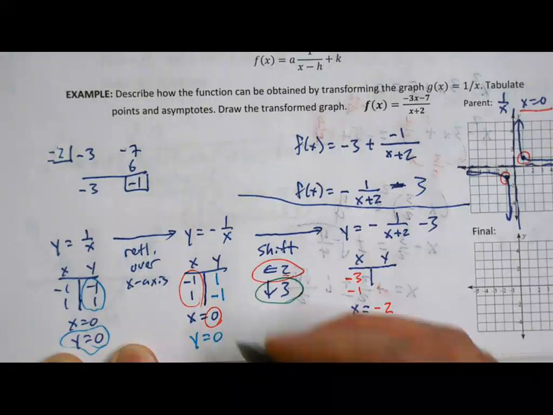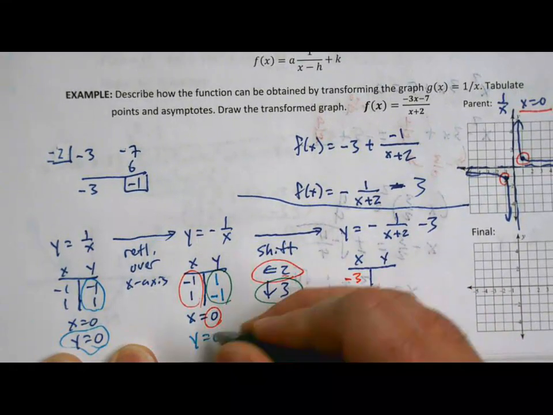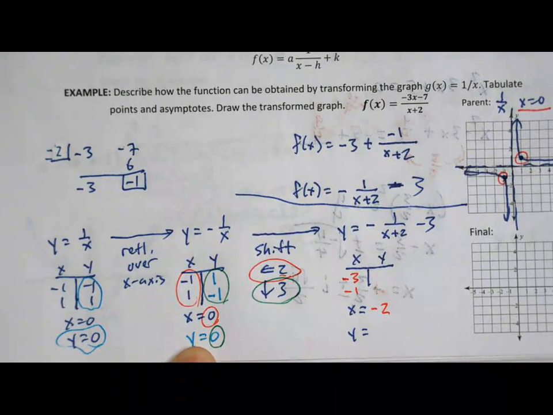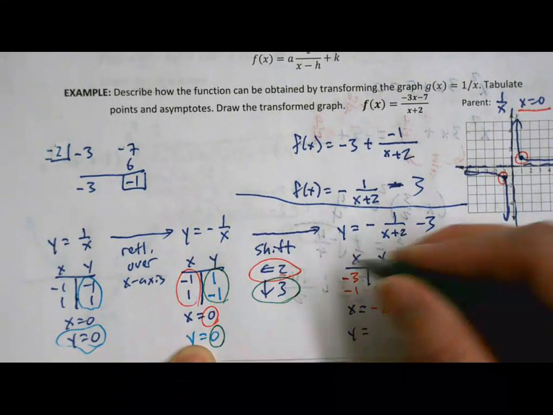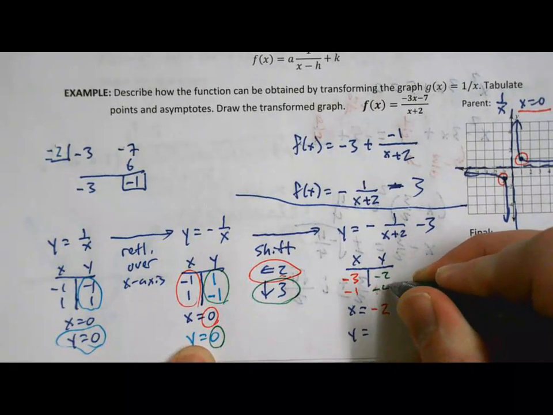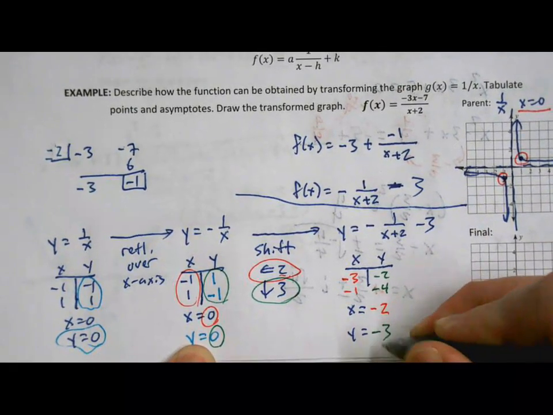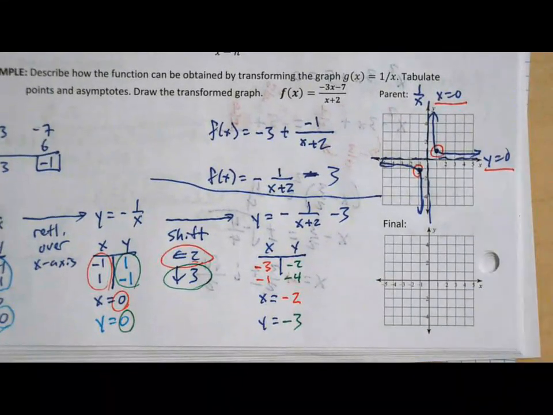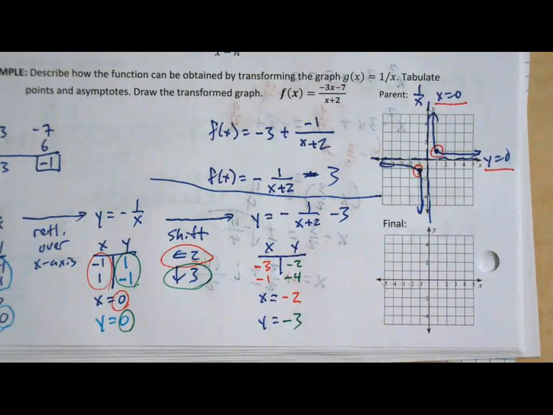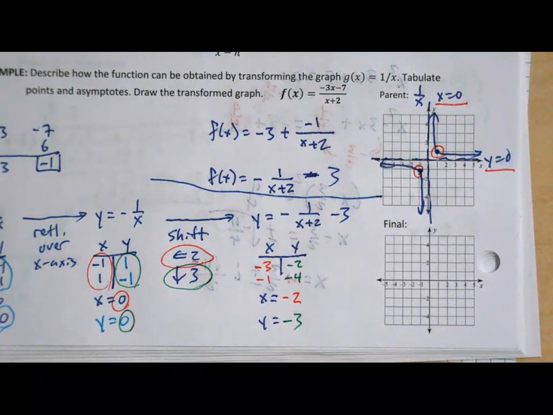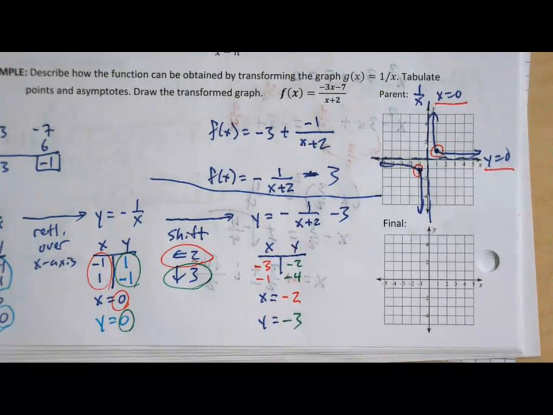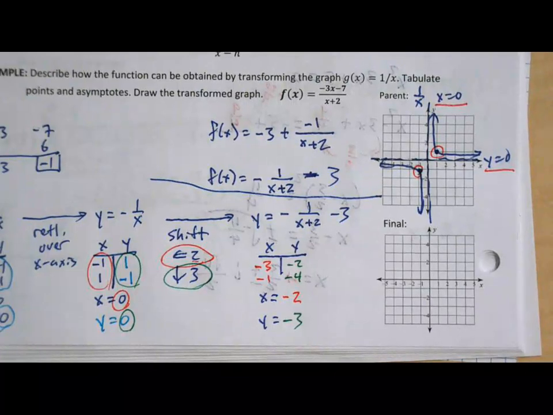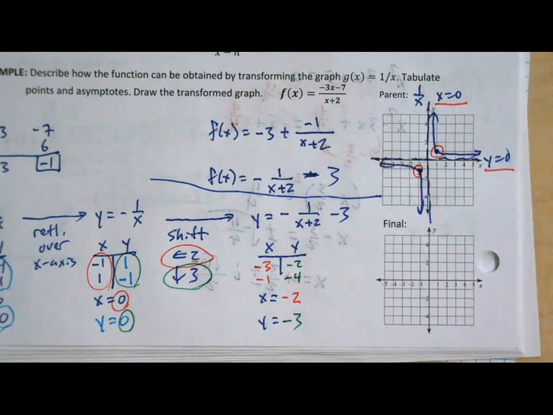Downshifting by 3, that's going to affect my y coordinates and my y value on my asymptotes. So I'm subtracting 3 from everything. So -2, -4, -3. That should give us enough to draw a couple points and a couple asymptotes, and that will be enough for us to make a pretty decent sketch of what this graph's going to look like.